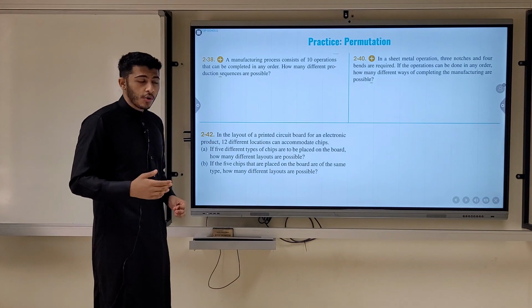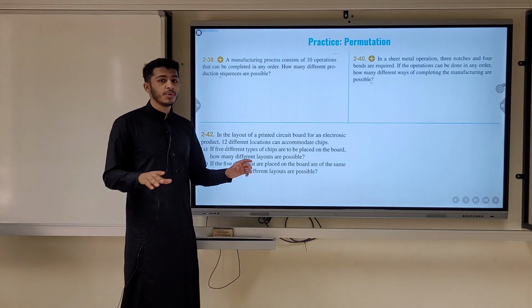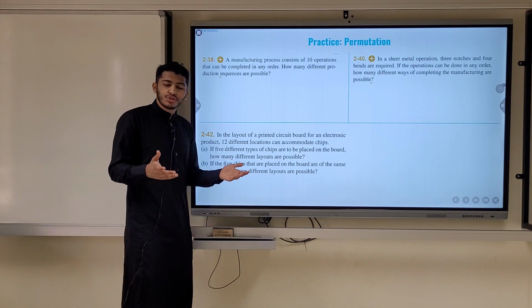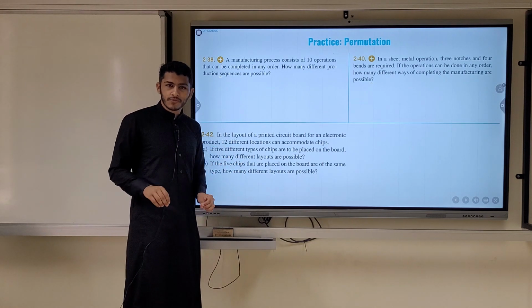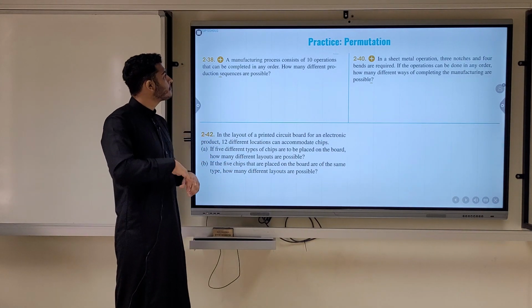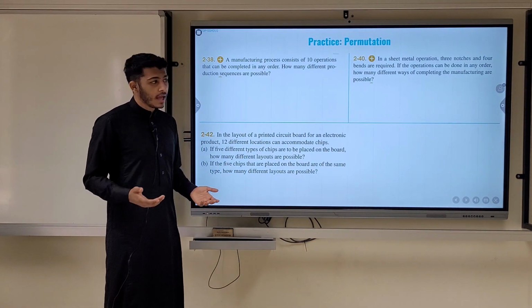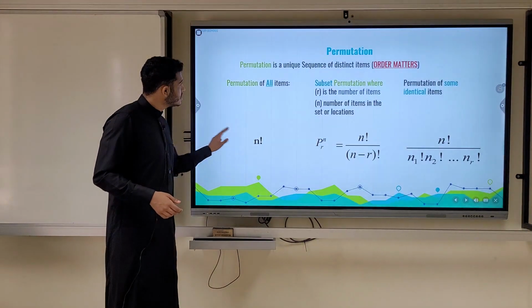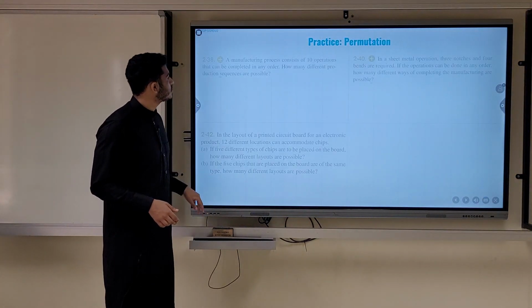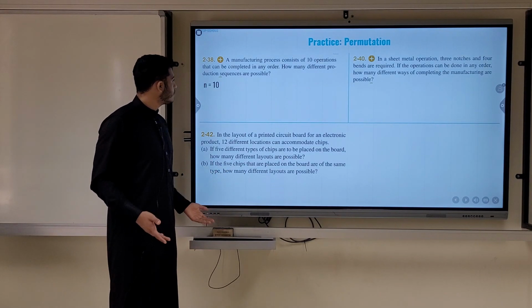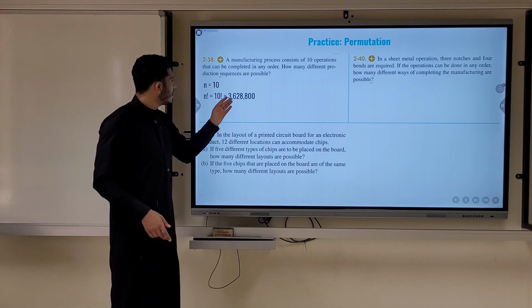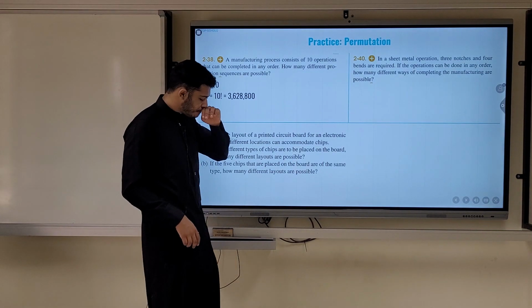For this question, we have to find just the permutation. We have no identical items. We have no bag that we are choosing from, or locations that we have to care about. So we're just finding the number of possible sequences of operations. And as we have seen in this slide, the permutation for all items we have is n factorial. So we're going to use the formula n factorial, where n equals 10, the number of operations here, and we're going to get this number at the end.